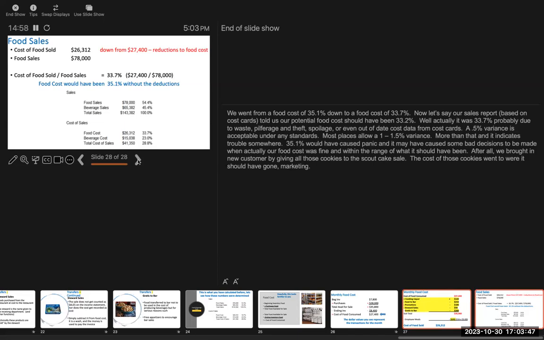So ultimately, because we brought the food cost down from the 27.4 that it was in the previous slide, down to 26,312, and our food sales are 78,000, our food cost percentage would be 33.7, which would be the 26,312 divided by the 78,000. And without adjustments, our food cost would have been 35.1. You would much rather want the 33.7 if you're responsible for food costs than the 35.1.